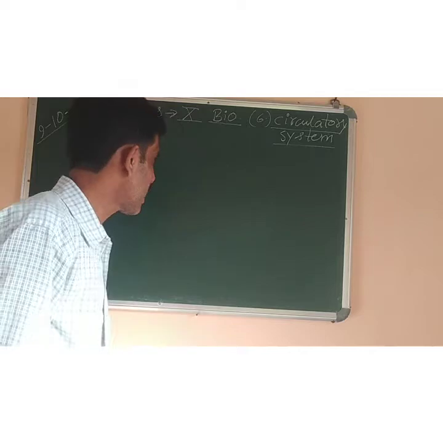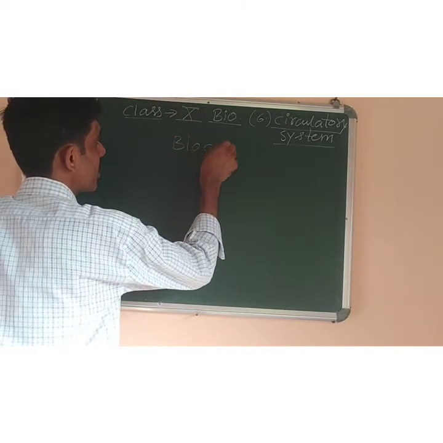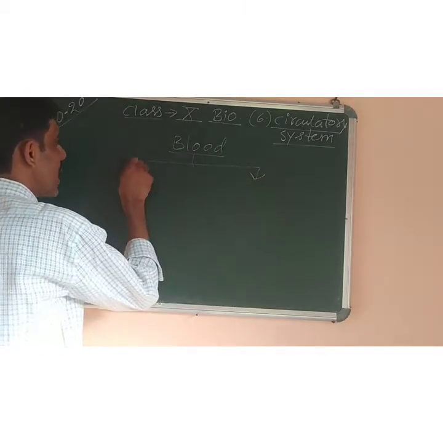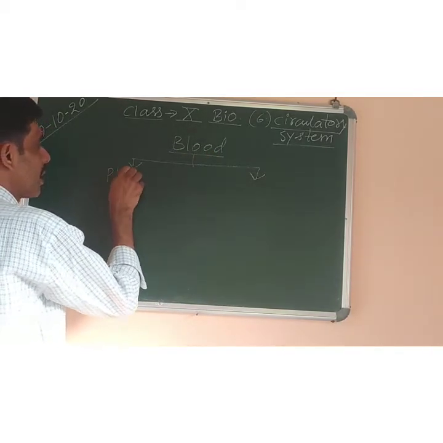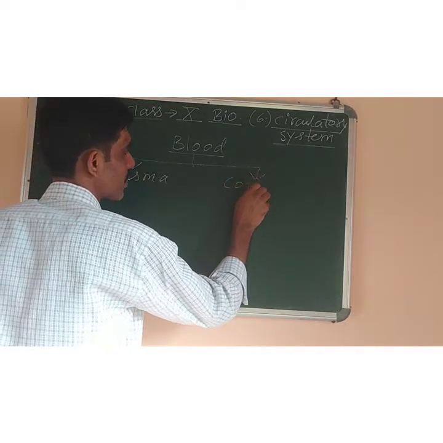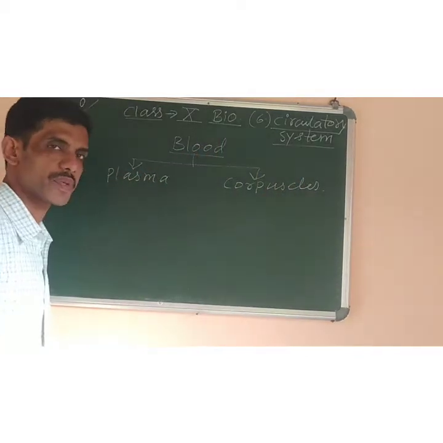Now the blood consists of two parts. What are they? The composition of blood. It is made up of two parts. The liquid part of the blood is known as plasma. Whereas the solid part is known as corpuscles. They are known as the formed elements or corpuscles.